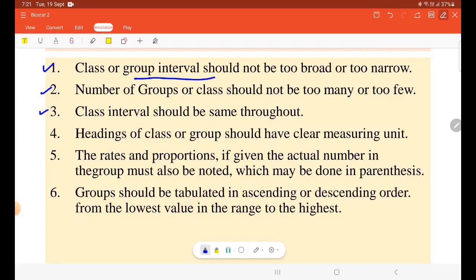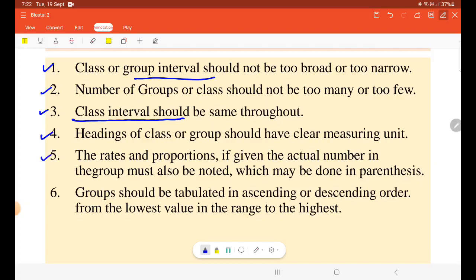Class interval should be the same throughout. So this is something theoretical. We can also choose a class interval depending on something epidemiologically meaningful. Headings of class or group should have a clear measuring unit. Say income should be in rupees. It should be clear that everyone's income has been mentioned in rupees.